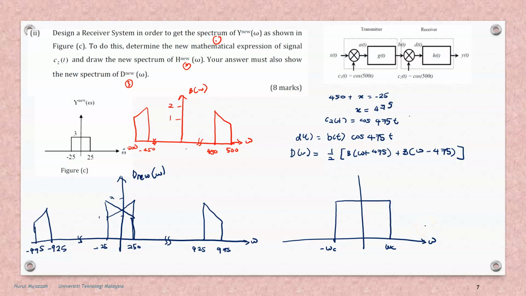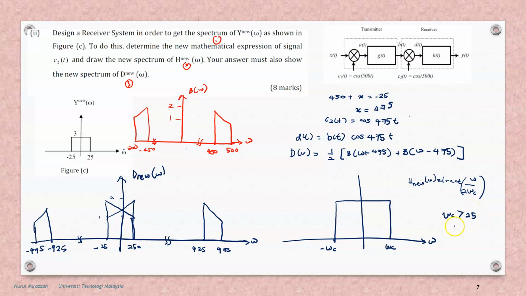And the frequency here, omega c, should be more than 25. So if you want to write it in terms of an equation, h nu omega here is 1 rectangle omega divided by 2 omega c. Like I said before, you have to memorize the equation for the low pass filter. So omega c should be bigger than 25.